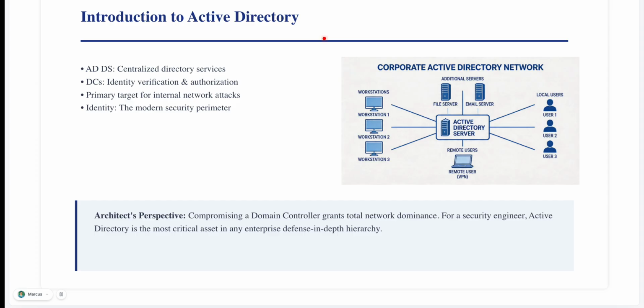Throughout this session, we'll explore how to structure, harden, and monitor these systems. Let's begin our journey by looking at the logical structure of this hierarchy, starting with forests and domains.